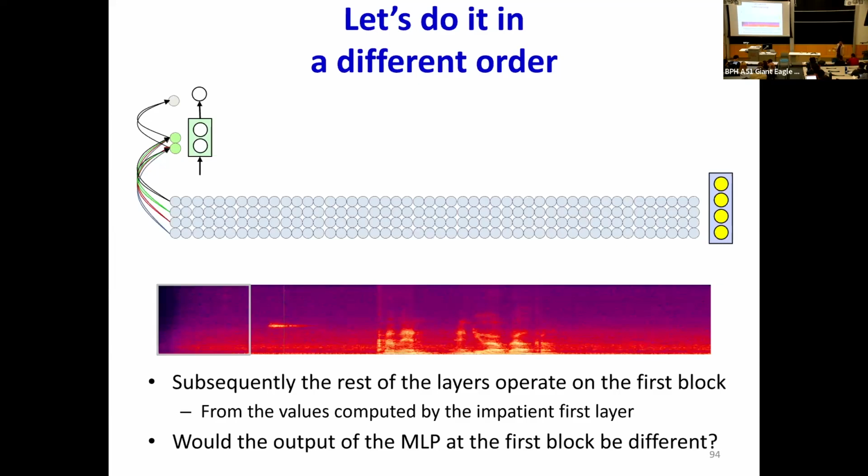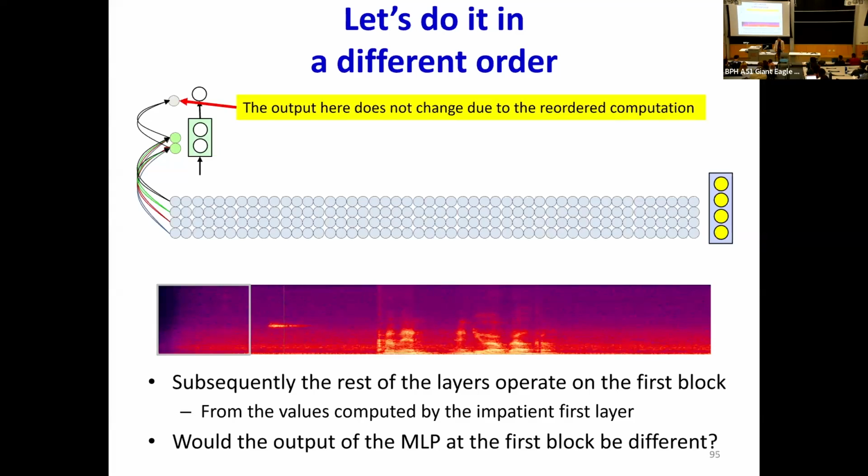Pokemon Gengar? Or who's this? Pokemon Arbok? No, it wouldn't change. It wouldn't change, right? It would not change. And so, everybody agree that this would not change? No, okay. And so, the output here does not change because of the changed order of computation, right?